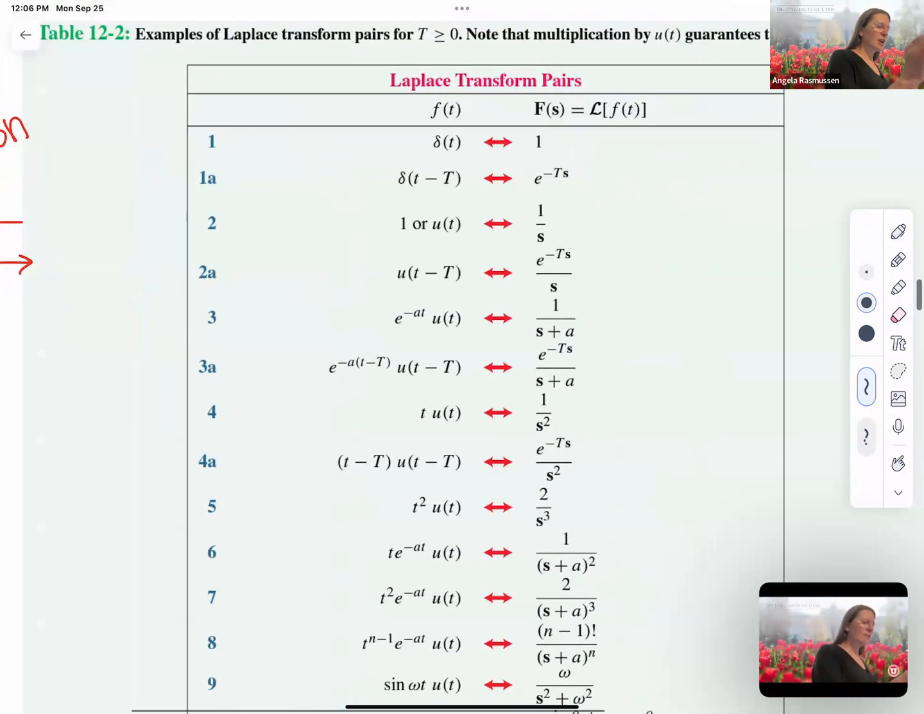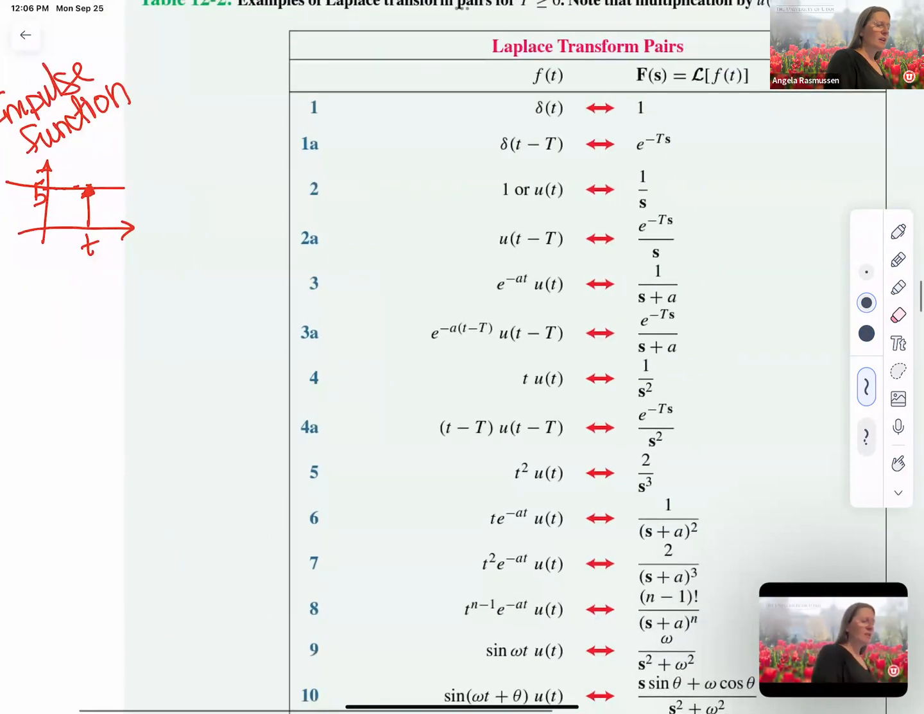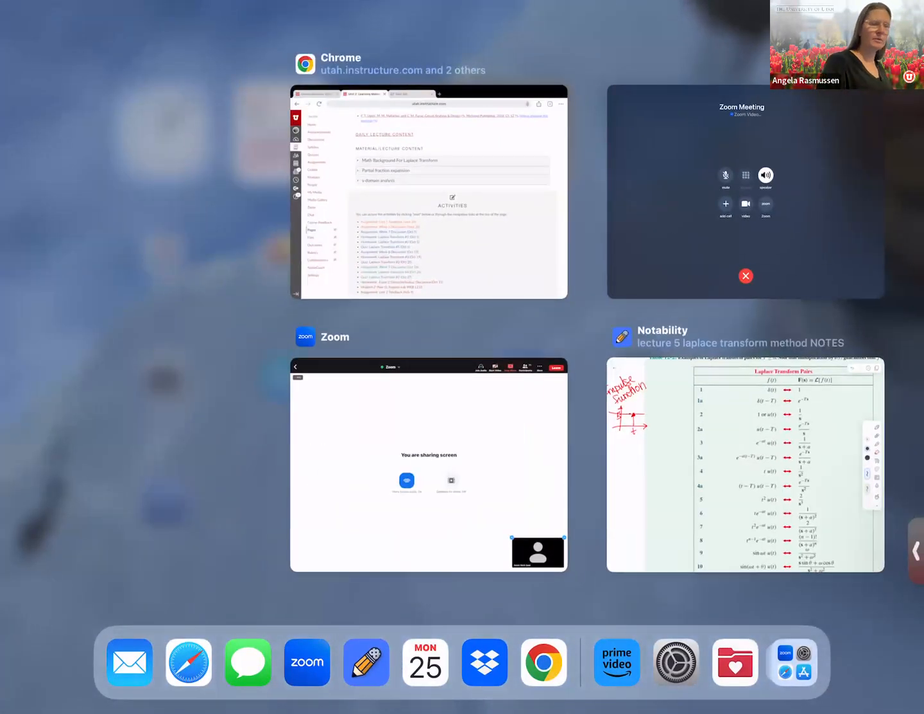Each of these Laplace pairs, this is what the video goes through, is actually that mathematical derivation of the most common ones. The delta of t minus t0 is just a shift, and u of t. So this is 1. Oh, did not pull it up on this one. Let's see.